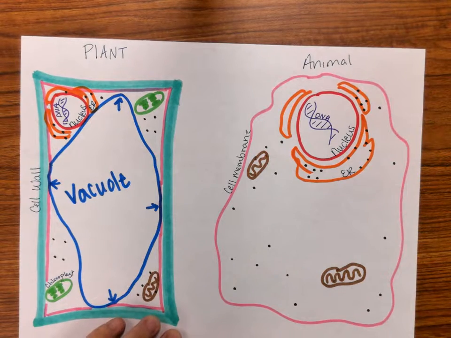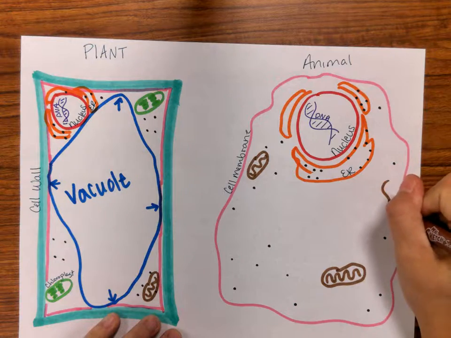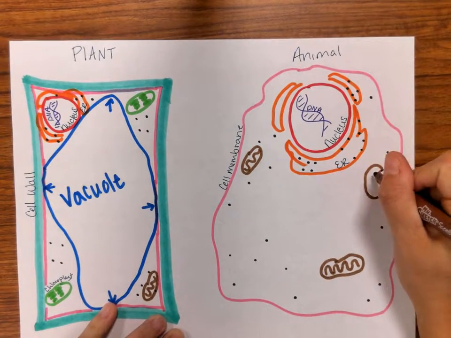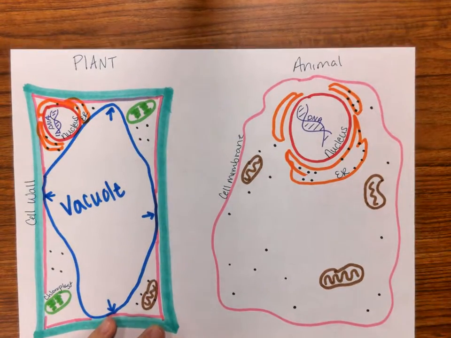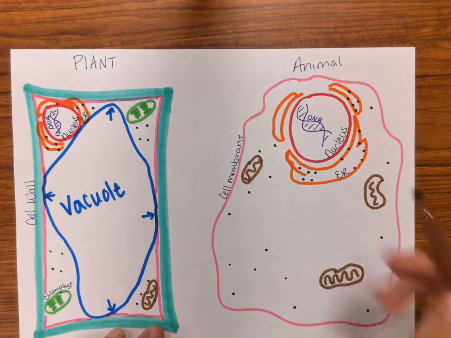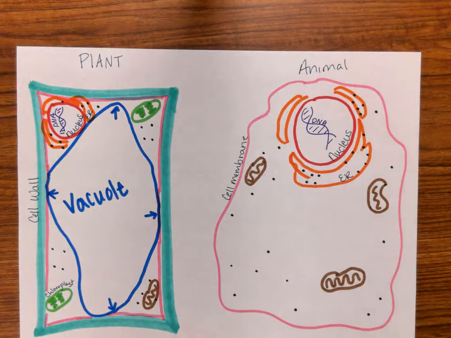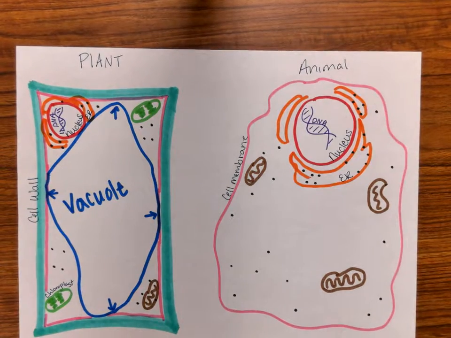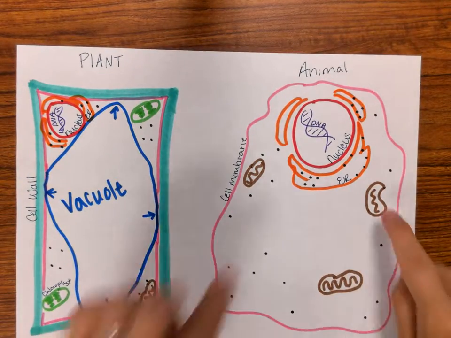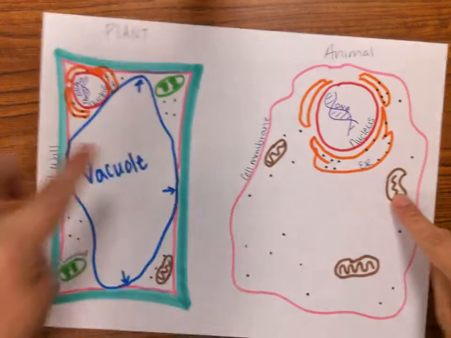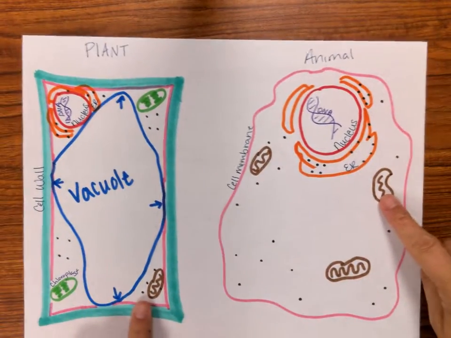So if you think it looks like a hot dog or a kidney bean with a squiggly on it, or a lightning bolt in the middle, they're in both plant and animal. That's my favorite. Powerhouse of the cell. Breaks down food for energy. Think lightning bolt, think energy, and it's in both plants and animals.